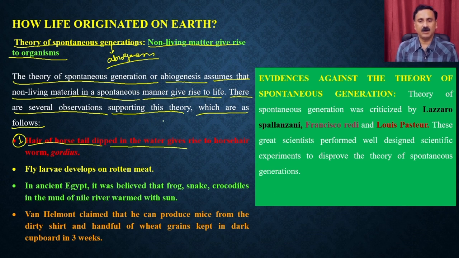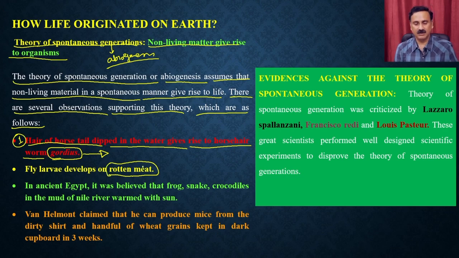If you take a horse and dip the horse tail into the water, what they found is that it gave rise to the horse hair worm, which is also called Gordius. So that was the first evidence. Then the second was that if you have rotten meat, and you leave the rotten meat as such, then what you will see is that fly larvae are going to develop on it. So this means the rotten meat gave rise to flies, right?